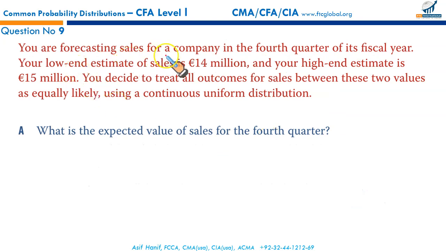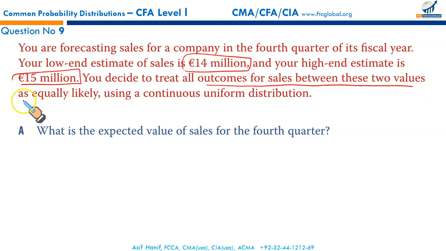You are forecasting sales for a company in the 4th quarter of its fiscal year. Your low end estimate of sales is 14 million euros, and your high end estimate is 15 million euros. Alpha and beta, if you remember from our reading. You decide to treat all outcomes for sales between these two values as equally likely, using a continuous uniform distribution. Now, what is the expected value of sales for the 4th quarter?